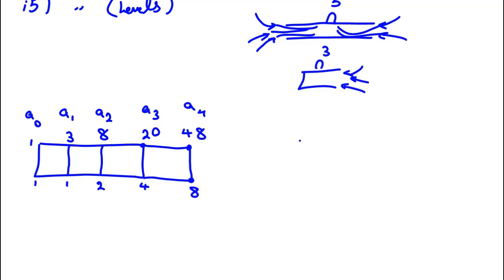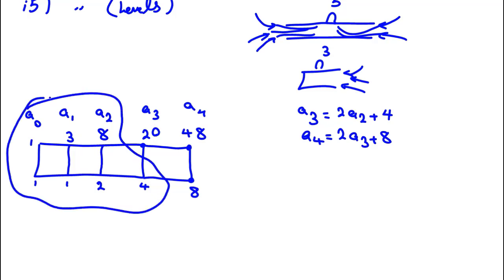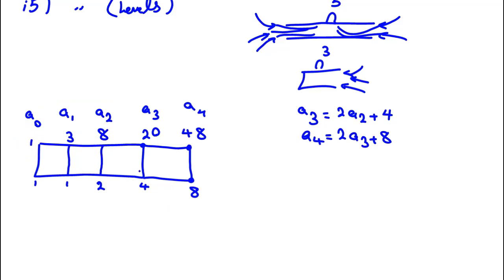A4 is what? 2 times A3 plus 8. A3 is what? 2 times A2 plus what? Plus 4. And I told you the reason is what? Because look, A3 is the sum of all of them. Exactly in the previous step, they can jump here. And this one we know is 8. So it is 8 plus this one, which is 8. 8 plus 8 plus 4. 2 times 8 plus 4.